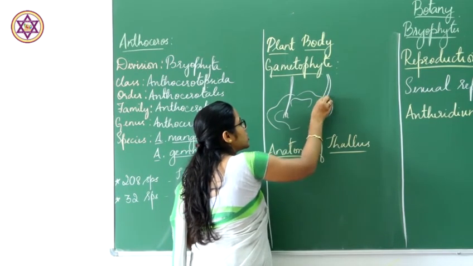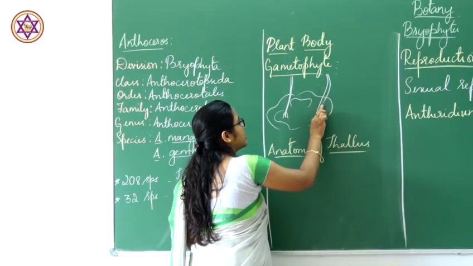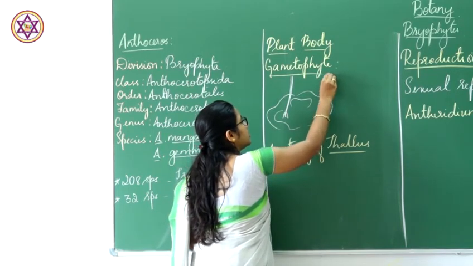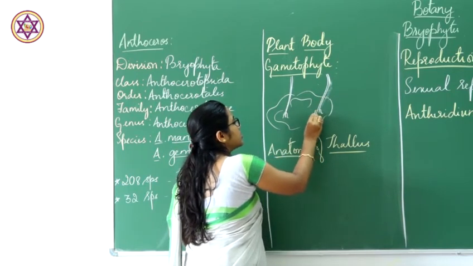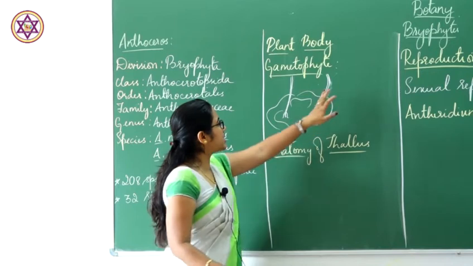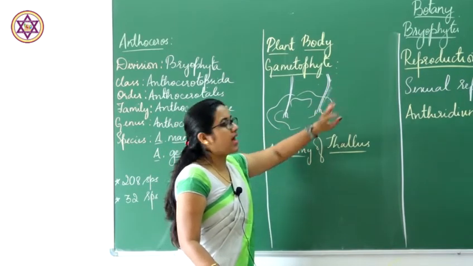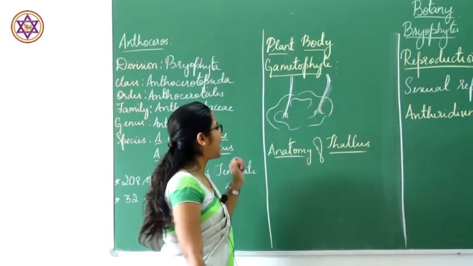So this is the sporophyte, okay? They are thin in nature, okay? They are thin, slender, stick-like structures arising from the thallus. Now, these slender sticks give the name hornworts to this Anthoceros.